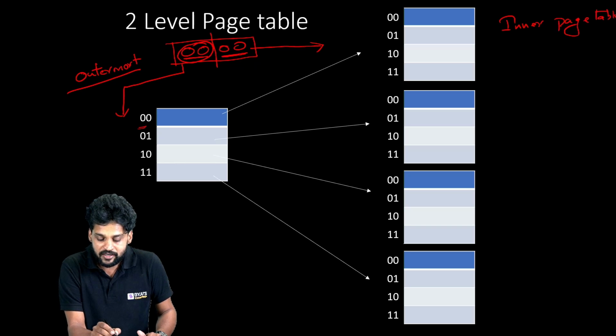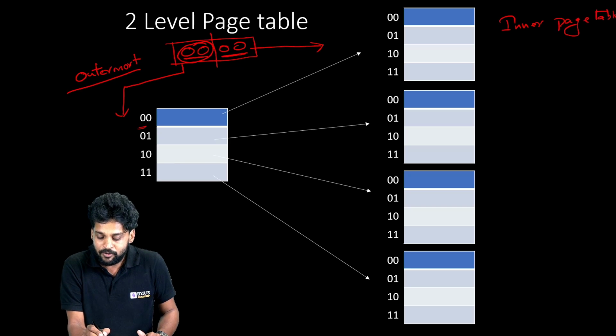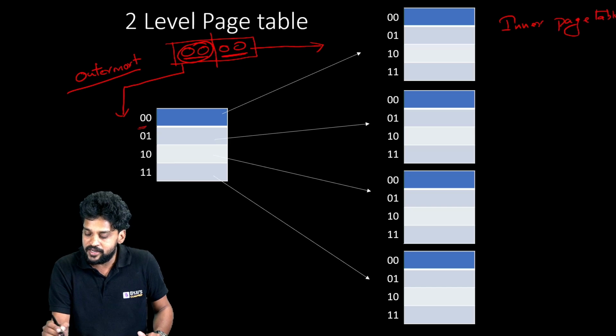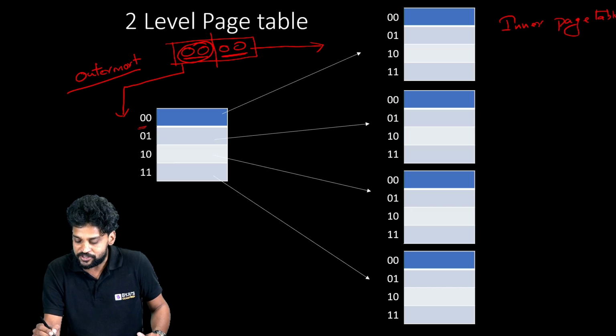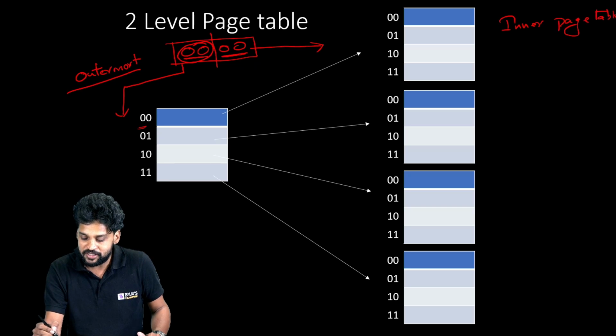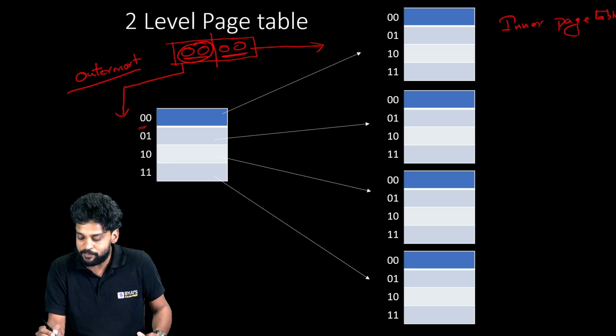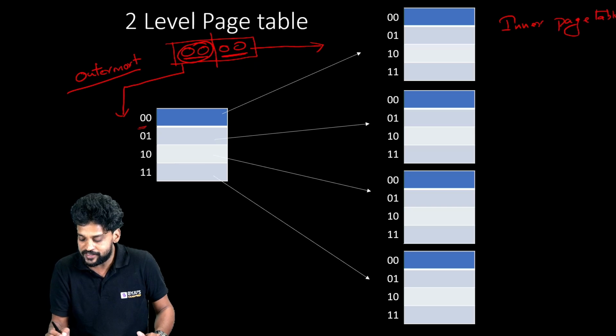So understand, in the outermost page table, we have 4 entries. Each of the entries will have a pointer to an inner page table which has 4 entries. And of course, 00 has a pointer to the first inner page table, 01 has a pointer to the second inner page table, 10 has a pointer to the third inner page table, 11 has a pointer to the fourth inner page table.